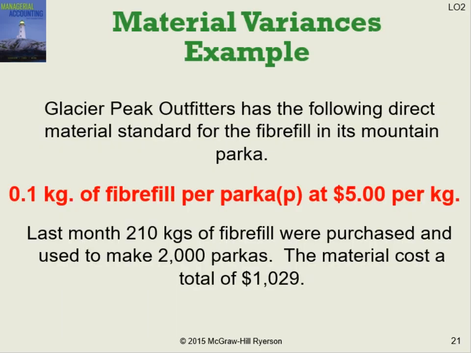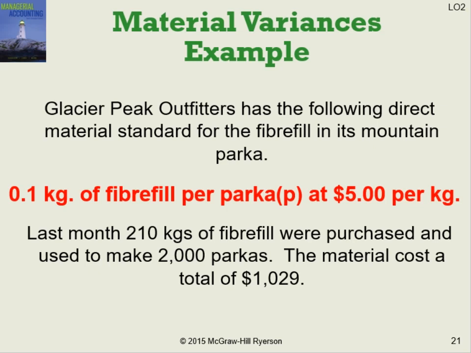Okay, so here we have our first example. We have material variances that we're going to calculate based on a company called Glacier Peak Outfitters. You may have a particular brand in mind when you see that term, but of course we can't use that actual brand. Glacier Peak Outfitters makes mountain parkas, and they use fiberfill. The standard cost is 1 kilogram of fiberfill per parka at $5 per kilogram. Last month we purchased 210 kilograms of fiberfill and used that to make 2,000 parkas. The material cost a total of $1,029. That's the actual quantity times the actual price, the check we wrote.